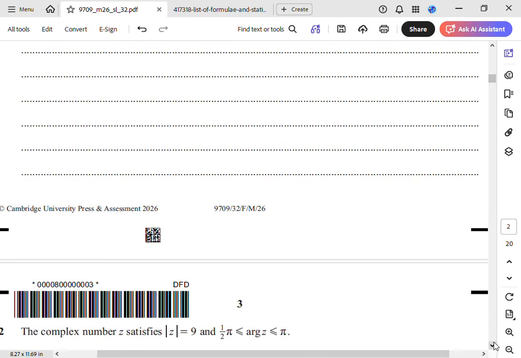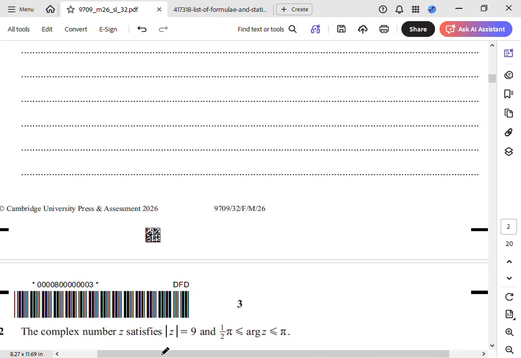Moving on to question number 2. Oh, this is about complex numbers, right? The question says you have a complex number z that satisfies these two conditions. Modulus of z is equal to 9, and the argument of z is between half pi and pi, right?